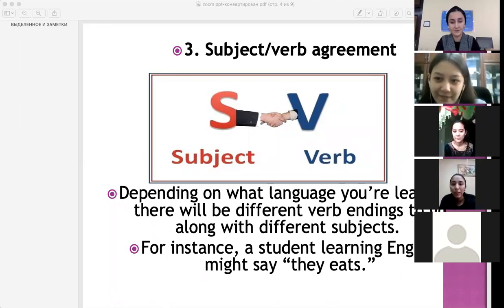Depending on what language you are learning, there will be different verb endings to go along with different subjects. For instance, a student learning English might say "they eat". Some learners cannot put the verb in the correct form.